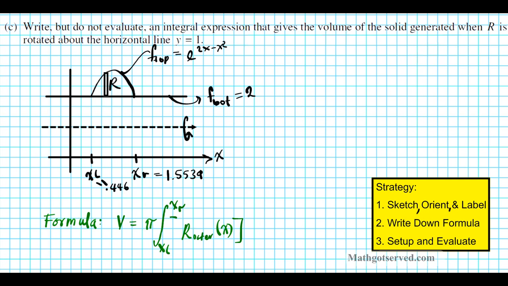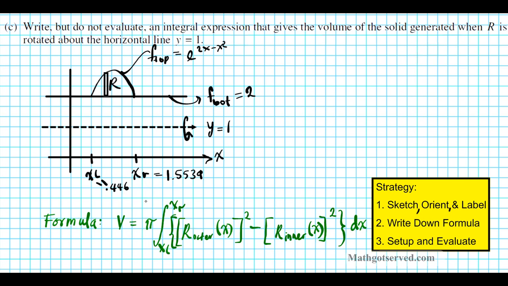If we have pi times the outer radius squared, that will be the area of the outer disk. So we're going to have the area of the outer disk minus the area of the inner disk, which is the inner radius as a function of x squared, and then the whole thing dx. That's the formula for the volume of a solid of revolution, where the axis of revolution is a horizontal line. In this case, it is y equals 1.